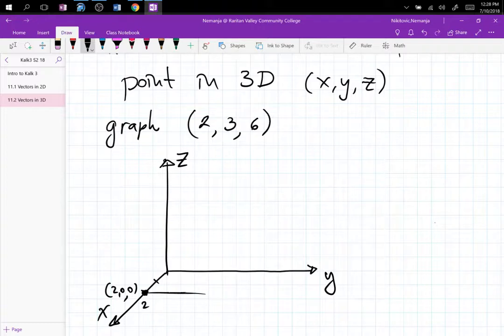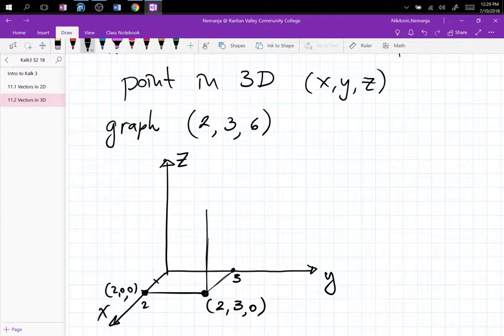And that line has to have a length of 4. When you reach this location, you are at 2, oh no, not 4, 3, sorry. When you reach this location, you are at 2, 3, 0. This particular point is on the floor, 2 units in x direction and 4 units in y direction. And then you have to rise 6 units up.